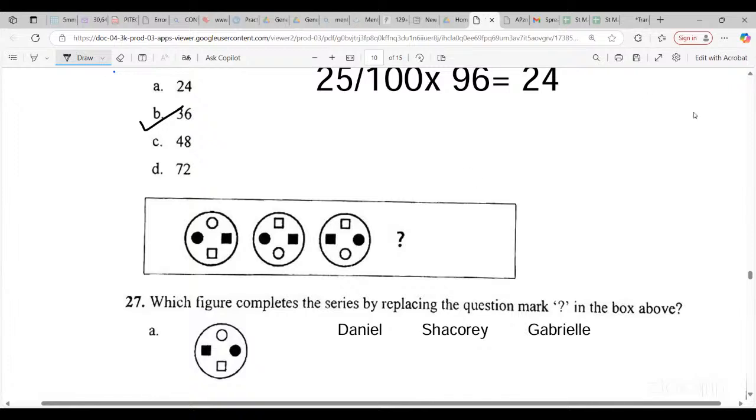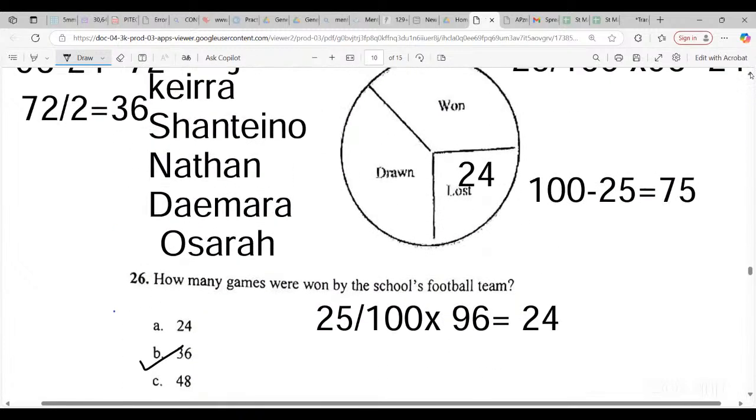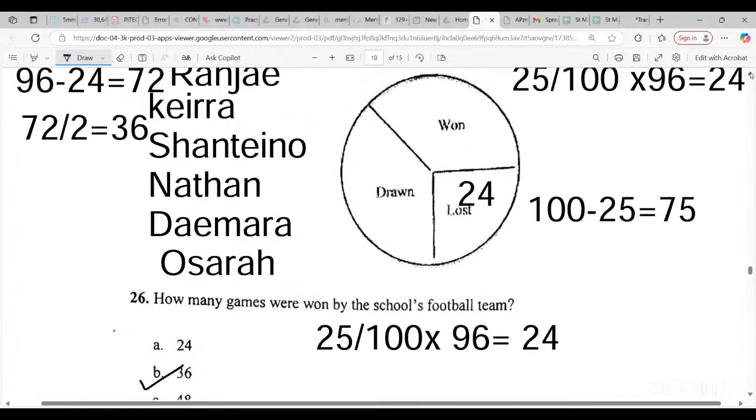Sir, I worked it out, sir, and I got B. Because when I got 72, sir, what I did was divide by 2. The reason I say that is because the win plus the loss make up the draw. So when I got 36, I added another 36 plus the 24, which gave me 96. So that's why I said B.